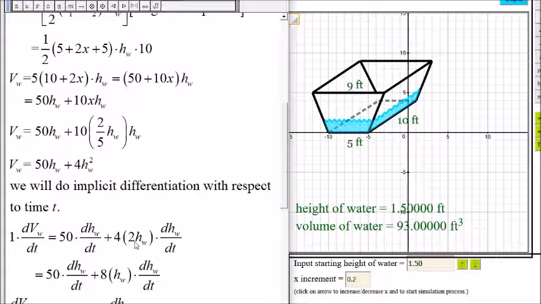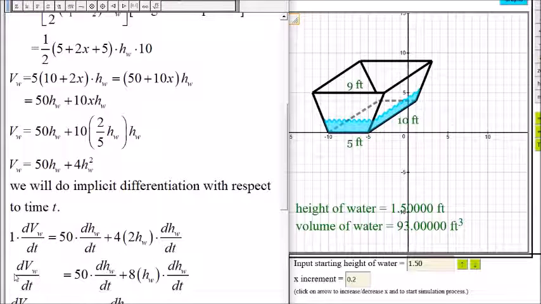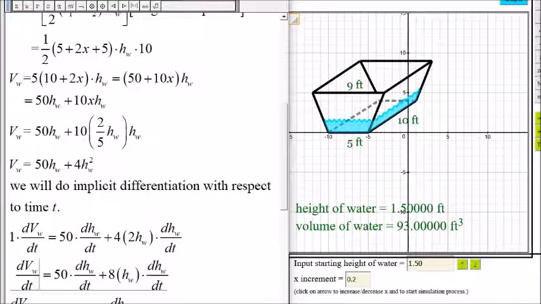And then this will be 4, and the derivative of h squared is 2h. And again, we're doing the derivative with respect to t, so we multiply this by dh/dt. And so this becomes dV/dt, that's the rate of change of the volume of the water. And then this is 50 times the rate of change of the height of the water. And this will be 8h times the rate of change of the height of the water.